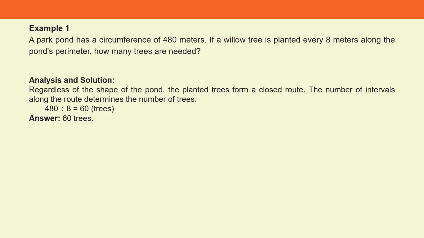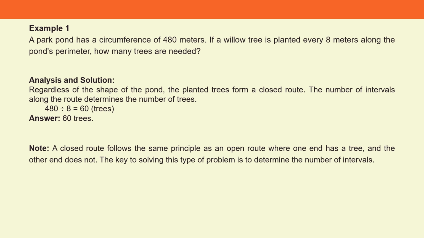Regardless of the shape of the pond, the planted trees form a closed route. The number of intervals along the route determines the number of trees. The answer is 60 trees. A closed route follows the same principle as an open route where one end has a tree, and the other end does not. The key to solving this type of problem is to determine the number of intervals.